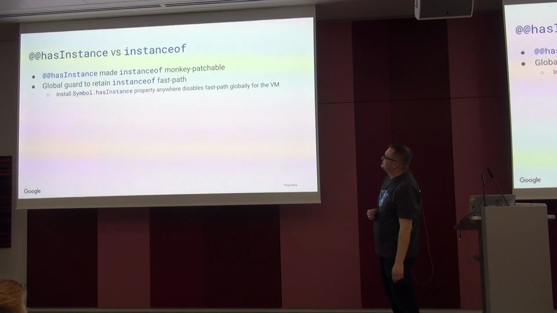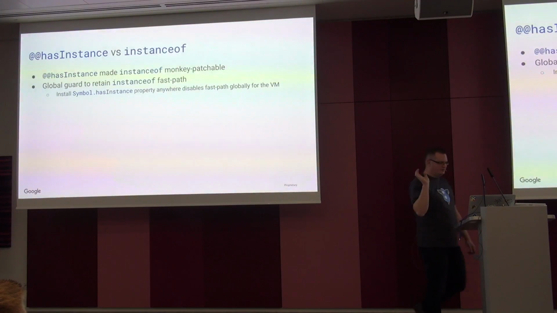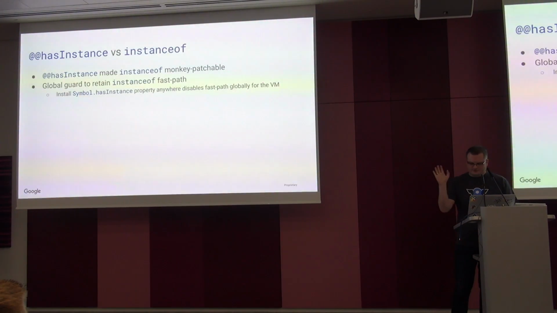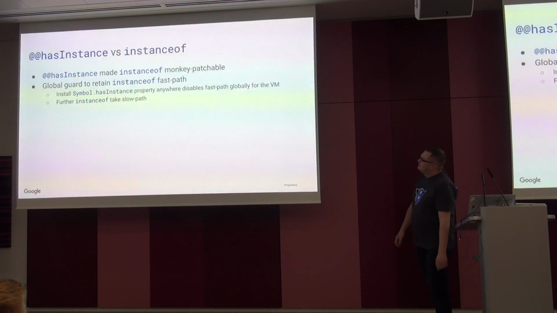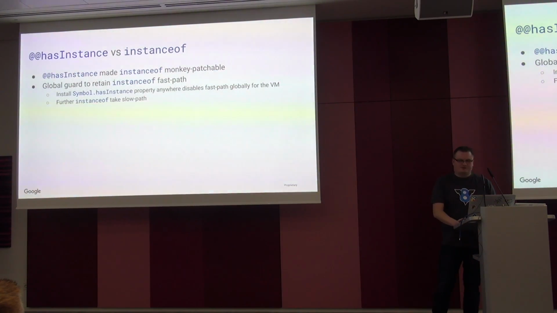If you install Symbol.hasInstance as a property, or use this as a property name anywhere, the optimization is disabled globally for the whole VM. And further instanceof checks always take the slow path, which can be up to 100x slower.